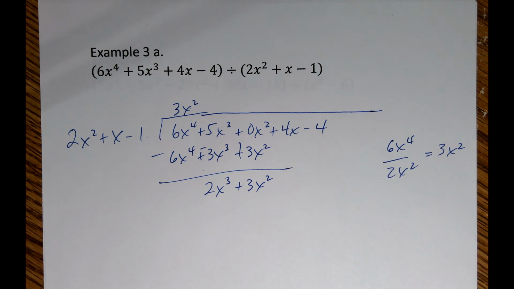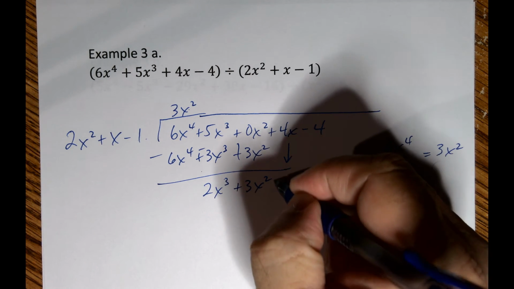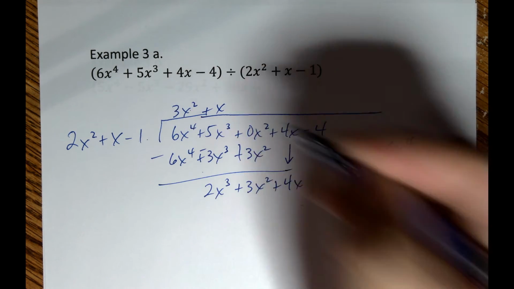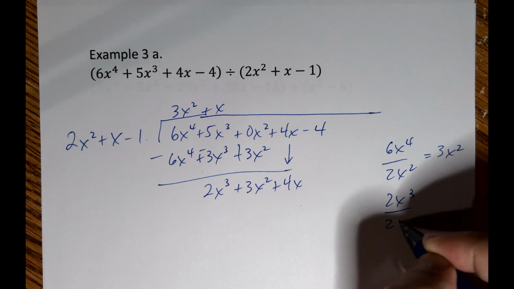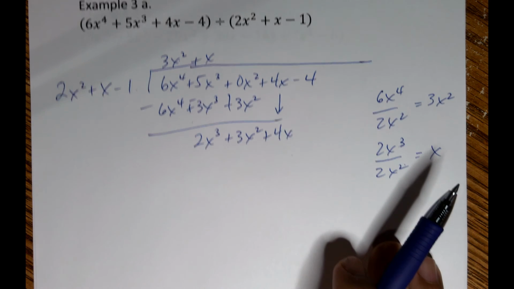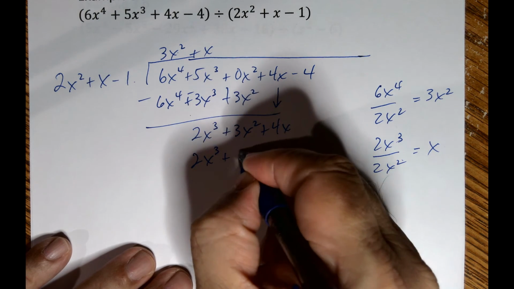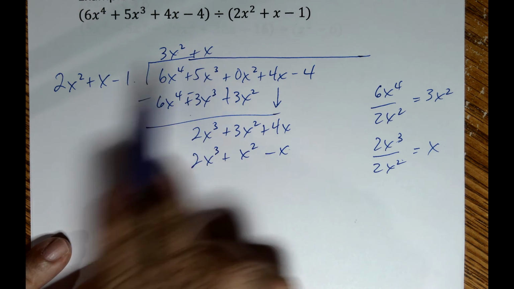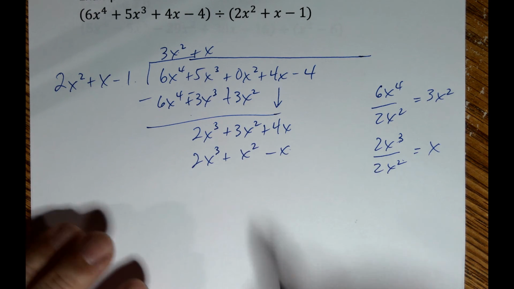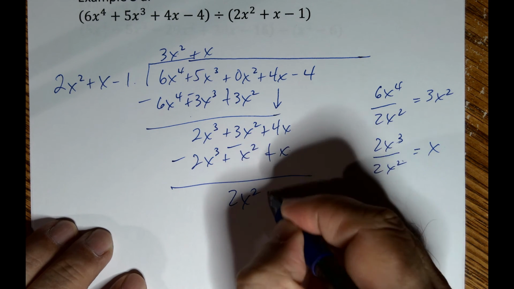Now, I am using a trinomial, so I need 3 terms. So I'm going to bring down the next term. Now, 2x squared times what is 2x cubed? Well, it's x, right? It's 2x cubed over 2x squared. So that's x. The 2's cancel. 3 minus 2 is 1. Now take that x and multiply. So that's 2x cubed plus x squared minus x. So the x times 2x squared is 2x cubed. x times x is x squared. x times 1 is minus x. Change signs, combine.